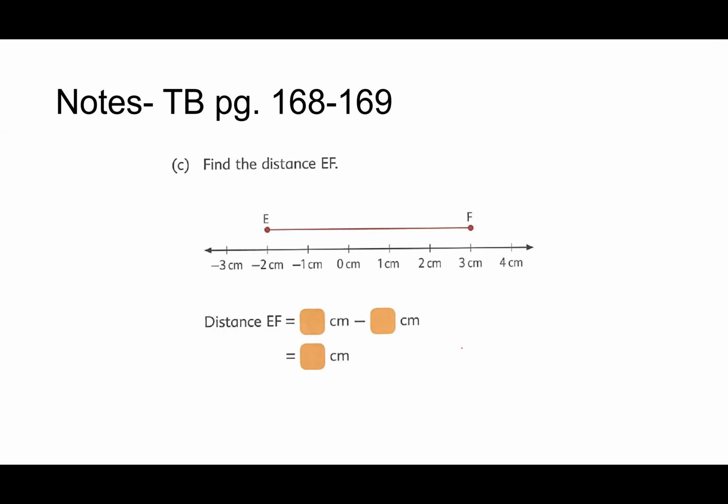So let's do the same thing this time. Let's start with the end point and subtract the starting point. If we're finding the distance from E to F, what's the end point of F? It's 3 minus what? Where's E at? -2. Great. Am I going to have a positive difference or a negative difference? What's the answer? Good.